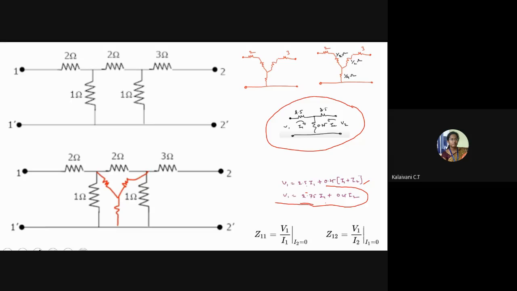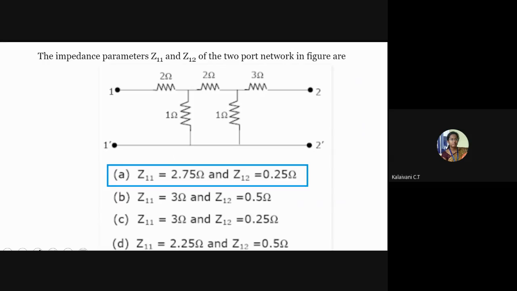In this, we have to substitute when I2 is equal to 0. When I1 is equal to 0, we will get the value. So Z11 is equal to 2.75. Z12 is equal to 0.25. So the answer will be option A. Just we are going for the simplification of the circuit.